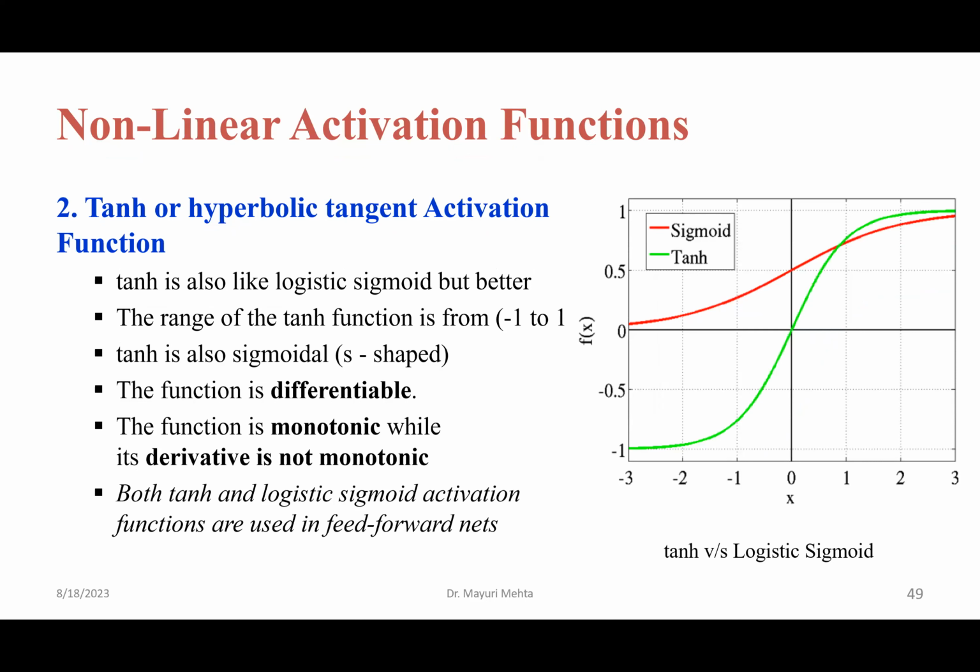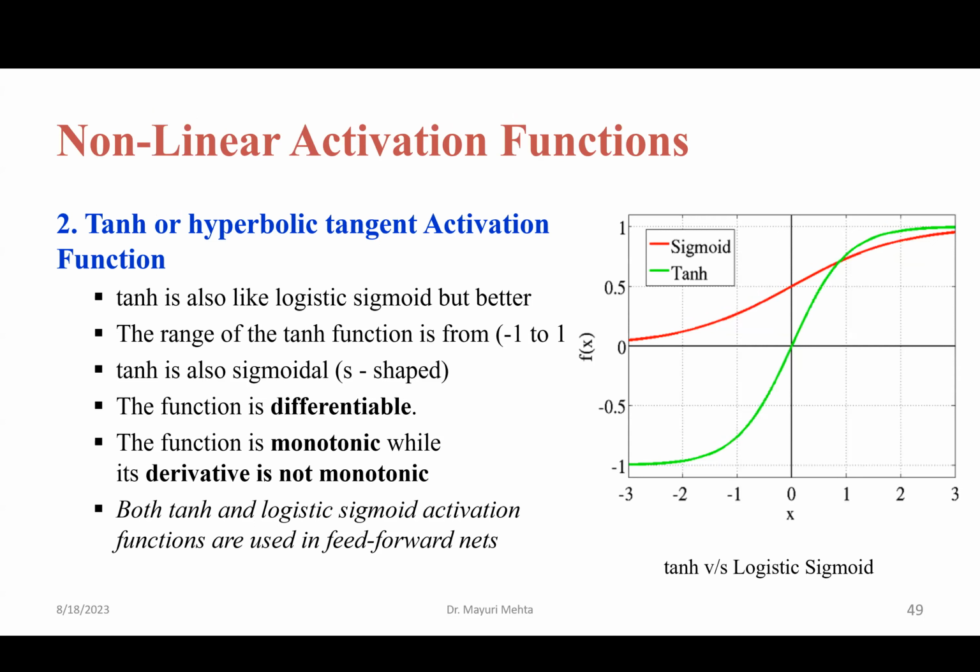Okay, now let's discuss the next non-linear activation function, tanh or hyperbolic tangent activation function. tanh is also like logistic sigmoid, but better than logistic sigmoid. Why is it considered better? Here you can see that it is also an S-shaped curve, a sigmoidal function. The range of the tanh function is from -1 to 1, and that's why we consider it better than the sigmoid function.